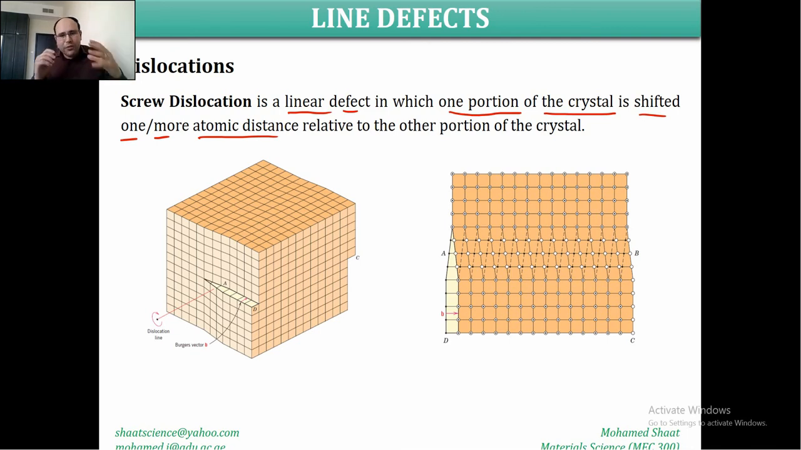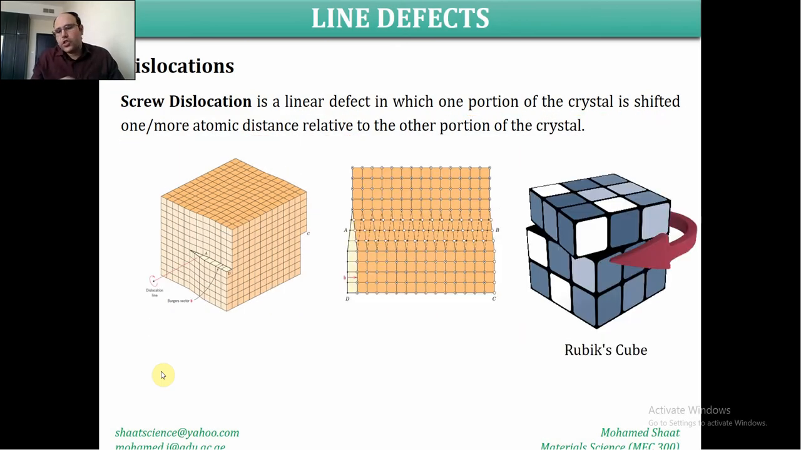But anyway, you're going to find one portion of the crystal shifted. This ends up with something like a screw or twisting in the crystal, because, as shown here, the entire top portion of the crystal has been rotated with respect to the bottom portion, and this results in a shift, or a screw dislocation. So the screw dislocation is when one portion of the crystal is shifted one or more atomic distances relative to the other portion, and this is what defines the screw dislocation. As I mentioned, it is like you are holding the crystal and rotating one portion relative to the other. Make sense?